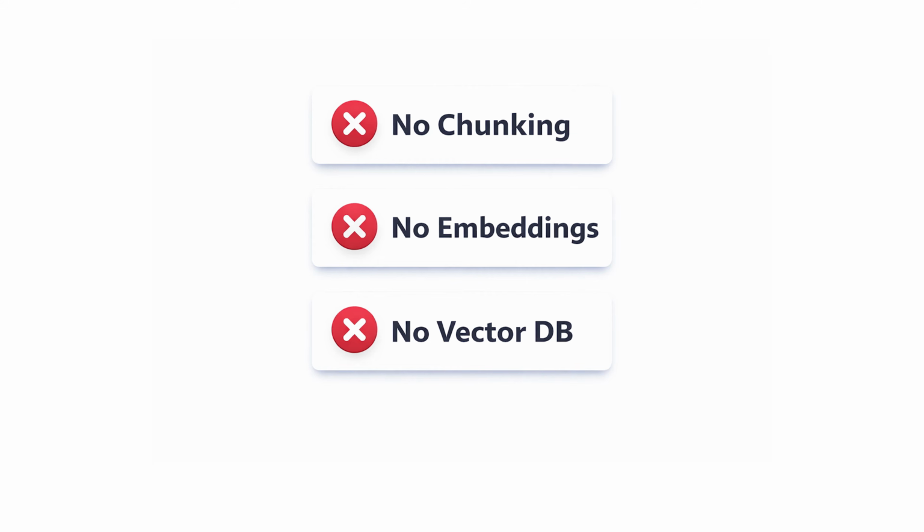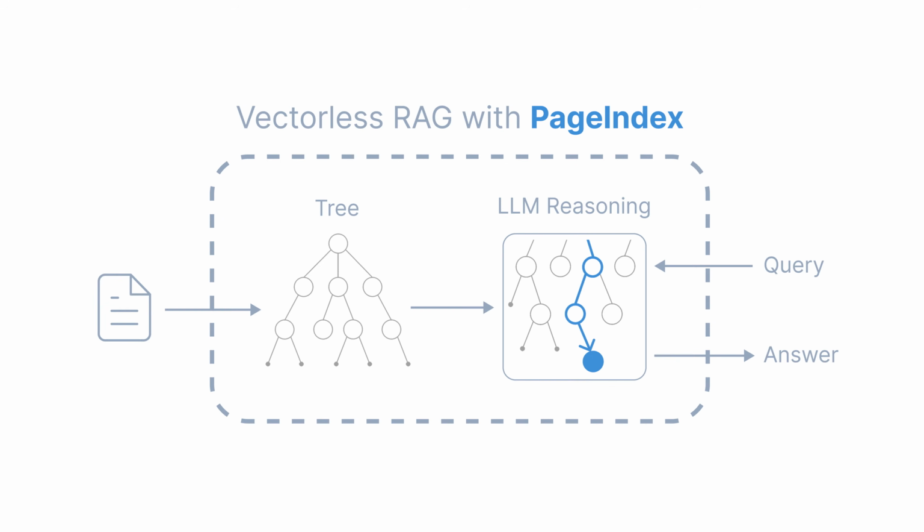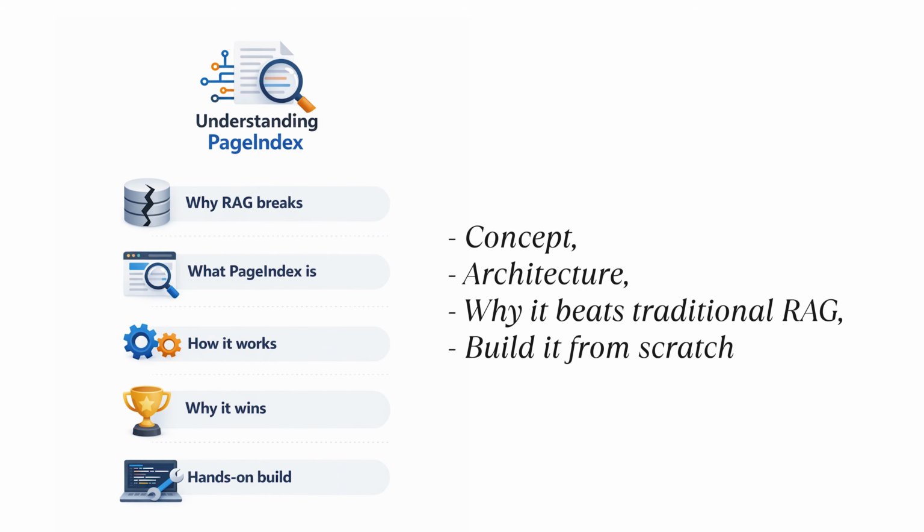But what if I tell you there is a completely different approach, one that doesn't use vectors at all? No chunking, no embeddings, no vector databases, and it just hit 98.7% accuracy on one of the hardest document QA benchmarks in existence. It is called PageIndex, and today I am going to break down exactly how it works, the concept, the architecture, why it destroys traditional RAG on structured documents. And then I am going to show you how to build your own PageIndex powered document chatbot from scratch.